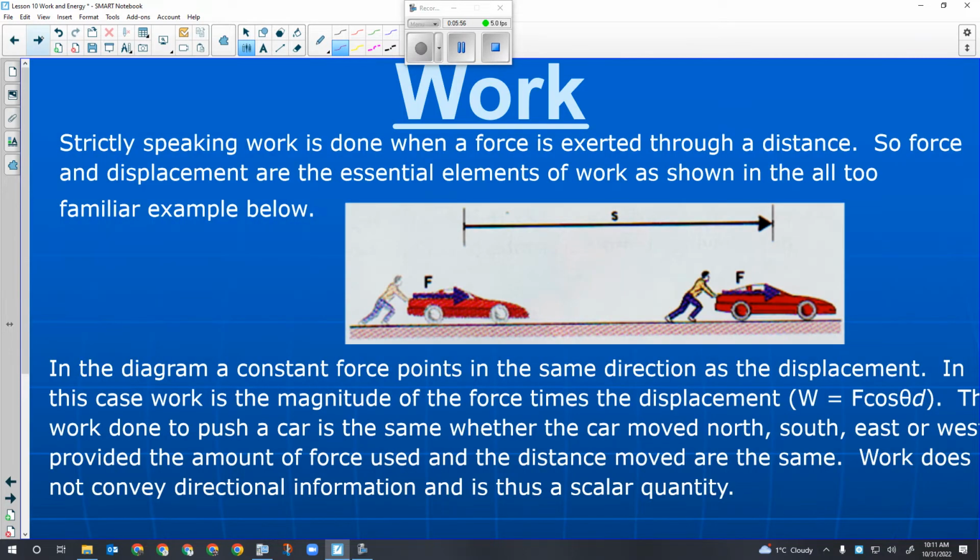So, strictly speaking, work is done if a force is exerted through a distance. So force and displacement are essential elements of work, as shown in this example here. If you ever had to push a stalled car, the car is stalled, it's not moving, it has no mechanical energy. You start pushing it, you're exerting a force through a distance, and you are causing not only its speed to change, but if the road's not perfectly flat, you would also be causing its potential energy to change. Agreed? Either way, there is evidence of a change in energy, and thus the work you have done. Now, what if that car stalls on a frictionless surface?